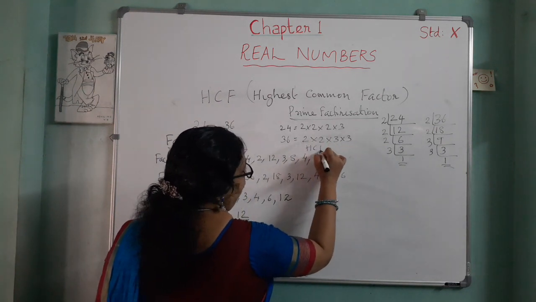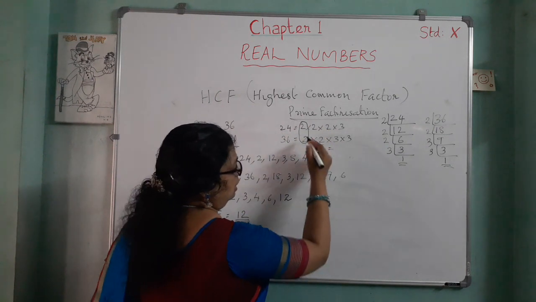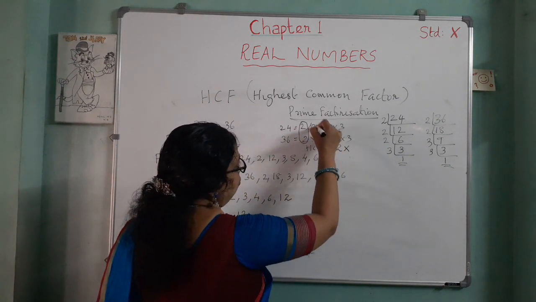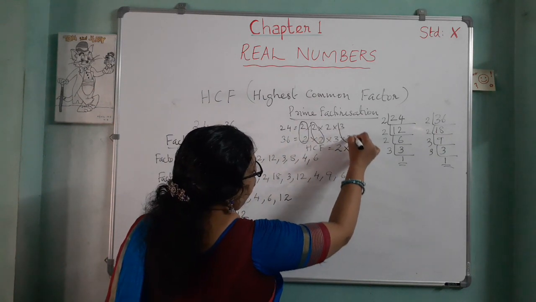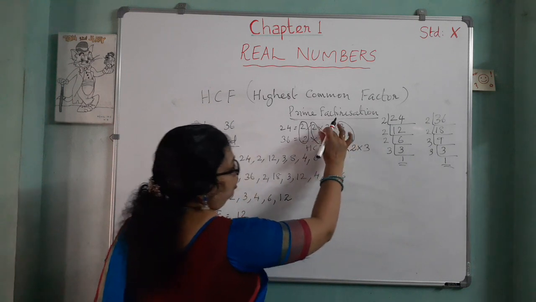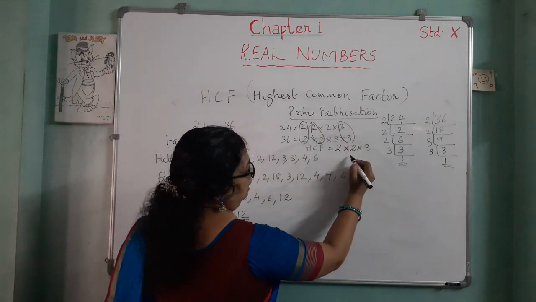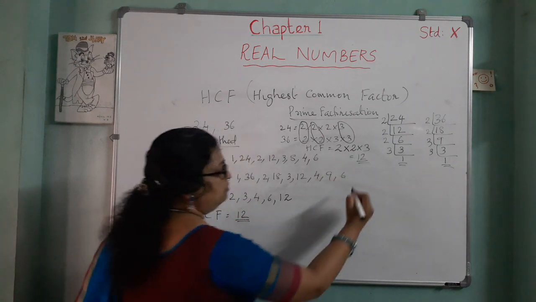So for the HCF, that is the common factors, here 2, here 2. So pairing these two, we can write 1 2, then again these two from 1 2, then these 2 3s, and 2 3 have no common factors. So 2 into 2 into 3, that is 2 into 2 is 4, into 3 is 12. And next is the division method.